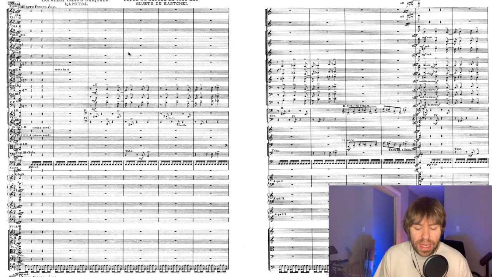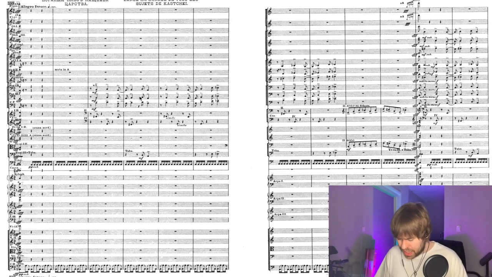Okay, and now we come to the most epic, perhaps my favorite part of the Firebird suite, the Infernal Dance. It's so funny, growing up, I used to think when I was a kid that it sounded like John Williams, but the truth is John Williams just borrowed this sound. So harmonically, what we want to say about the Infernal Dance, again, is deceptively simple.